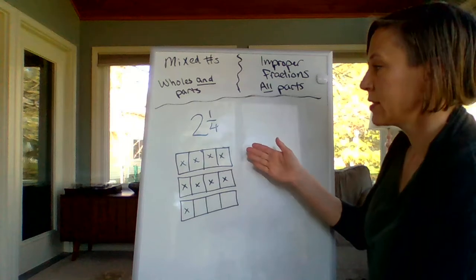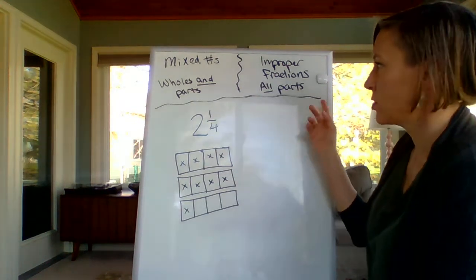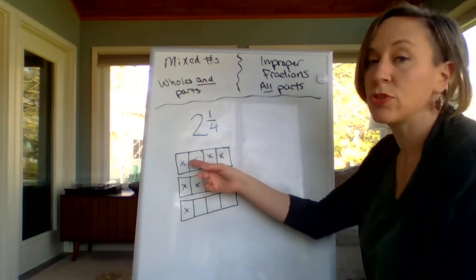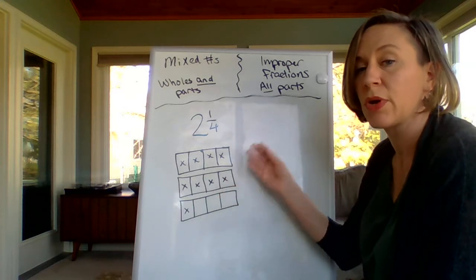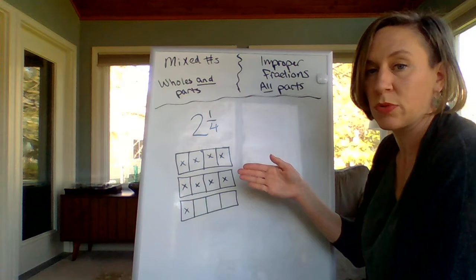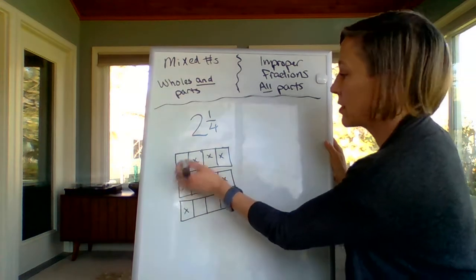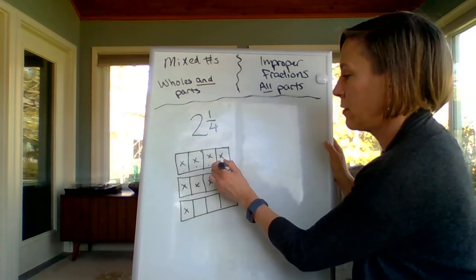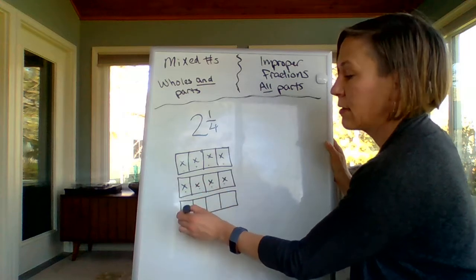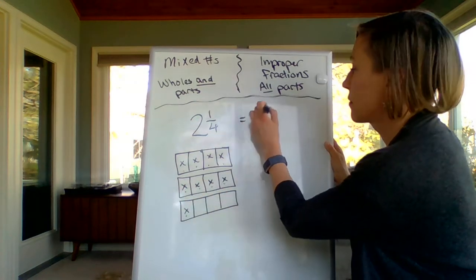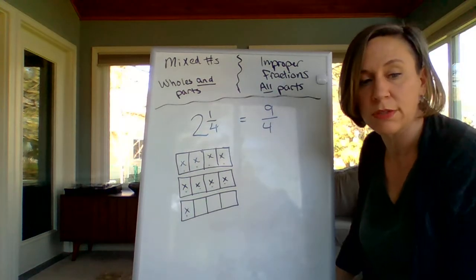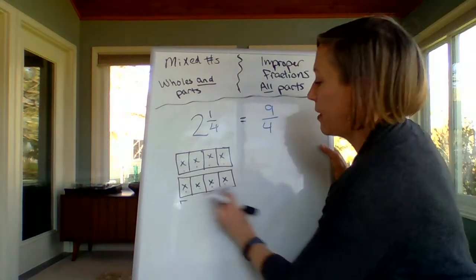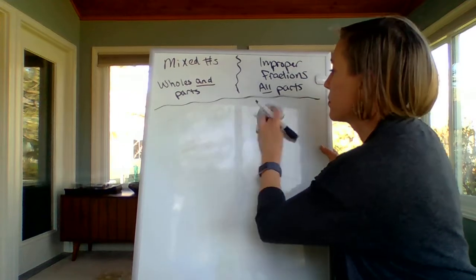So now you can see that to create the improper fraction, all I would have to do is count up how many fourths there are in total, because I just want to express this number in all of the parts, and the parts that we're looking at are fourths. So I could just count them up. Here's 1, 2, 3, 4, 5, 6, 7, 8, 9 fourths. So we could say 2 and 1/4 is equal to 9 fourths. Let's take another look at an example.